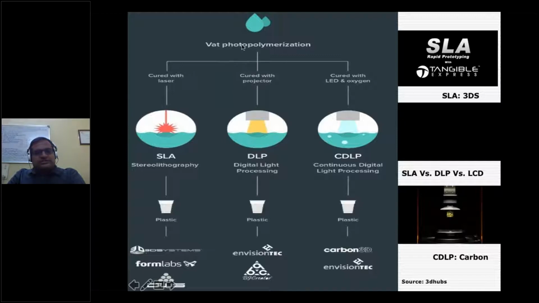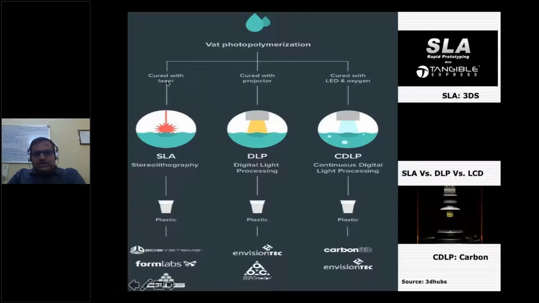Basically it works with the chemistry called photopolymerization. You take the raw material as a liquid, then you start polymerizing, or exposing that liquid to a laser. Actually here you have three kinds of systems. Whatever I am presenting here are up to date technologies under this. SLA is the earlier technology.